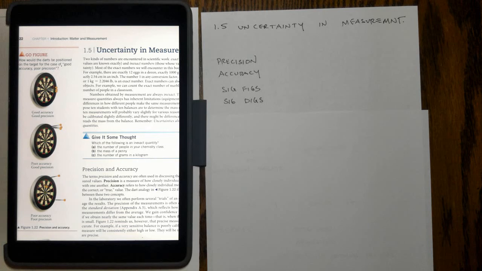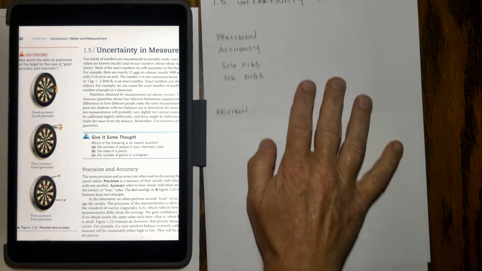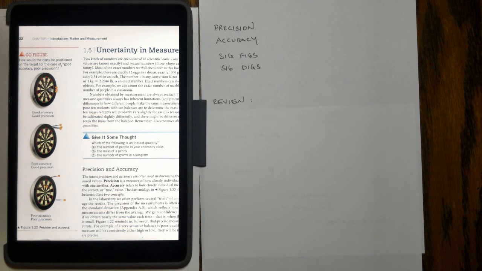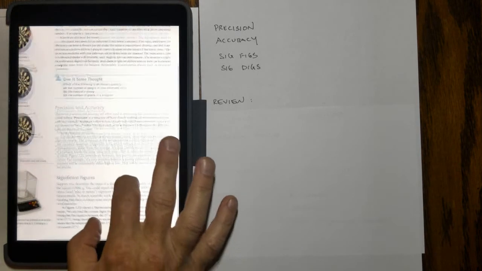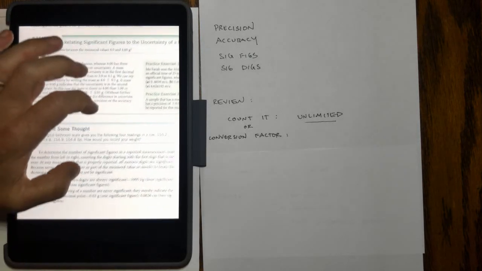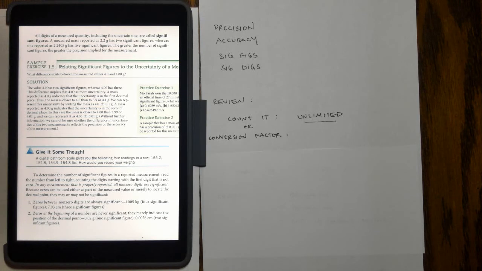And if you want to call them sig figs, that's fine, or sig digs, that's okay as well, because it's easier to talk about. Let's just quickly review how to determine the number of sig figs or sig digs in a particular measurement. First of all, know that if you can count something, if you can actually physically go out and count the number of cars in a parking lot, anything you can count has an unlimited number of significant digits or significant figures. Also, conversion factors have an unlimited number of significant figures or significant digits.